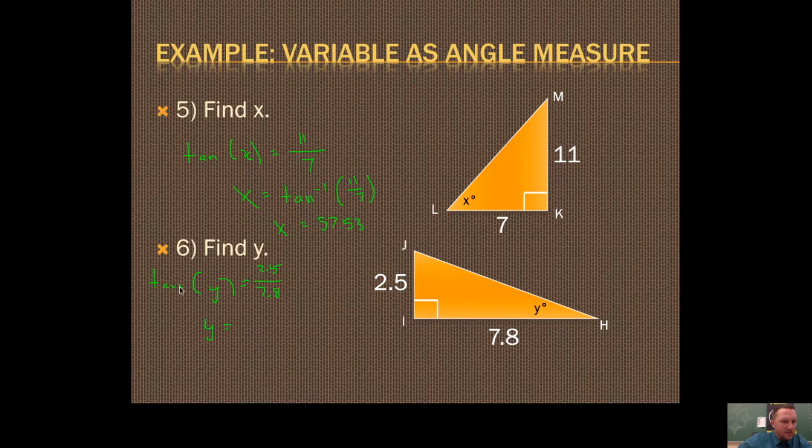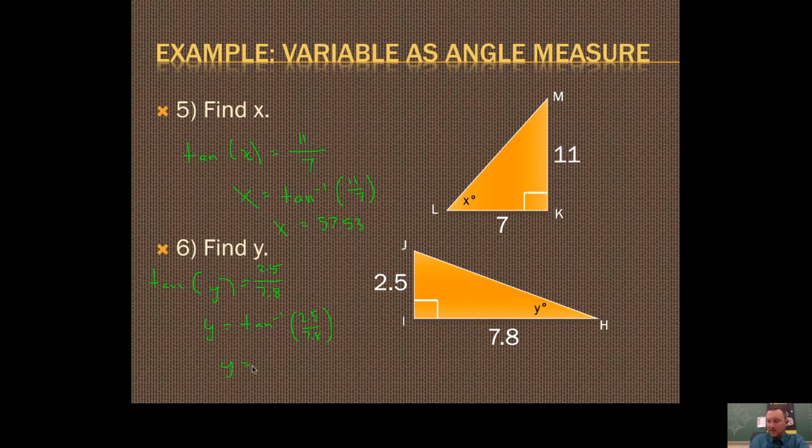To get the variable by itself in this case, you have to remove it from this tangent, so you're taking inverse tangent of both sides. I know this has to be less than 45 because the opposite leg is the short leg.